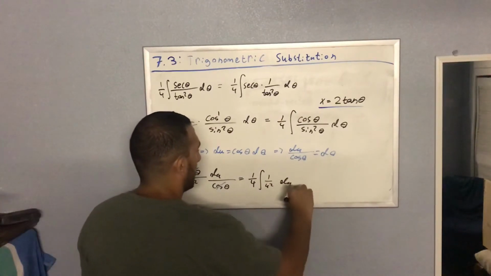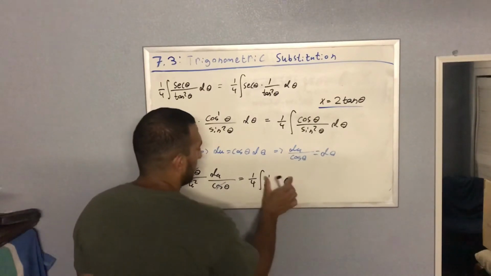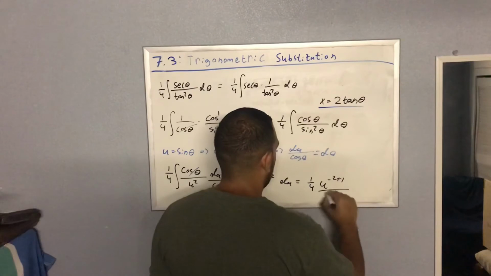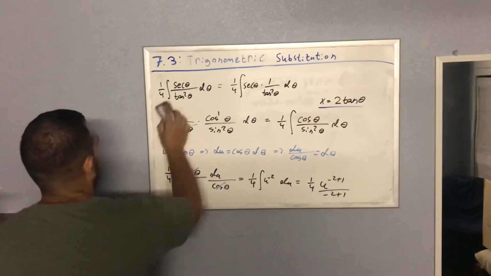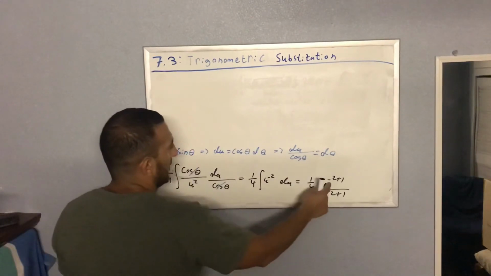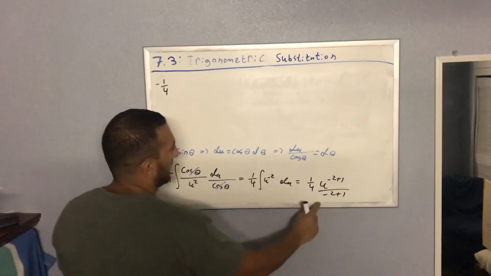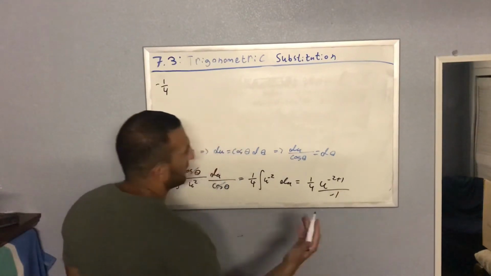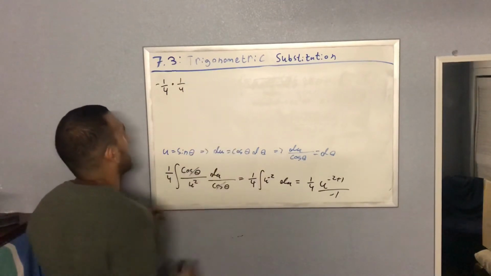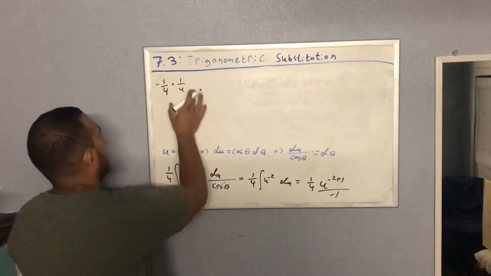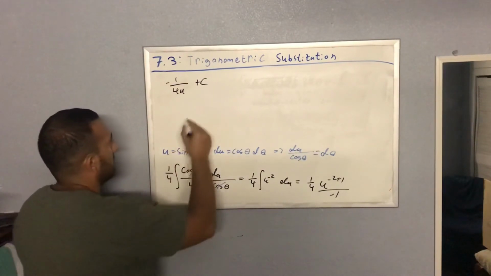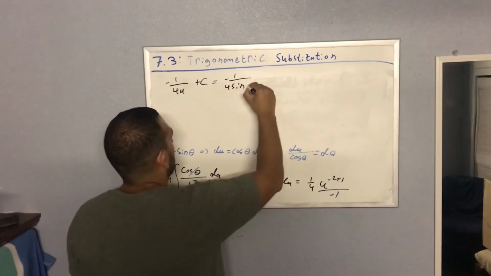But I'm going to rewrite the 1 over u squared as u to the negative 2, and then we could just use the power rule. So this will be 1/4 u to the negative 2 plus 1 over negative 2 plus 1. And so this becomes a negative 1/4, because negative 2 plus 1 is just a negative 1. So this just introduces a minus sign. And then we'll get u to the negative 1, which is 1 over u technically. So putting this all together, we get negative 1 over 4u plus c. And then going back to the original variable, this is negative 1 over 4 sine theta plus c.